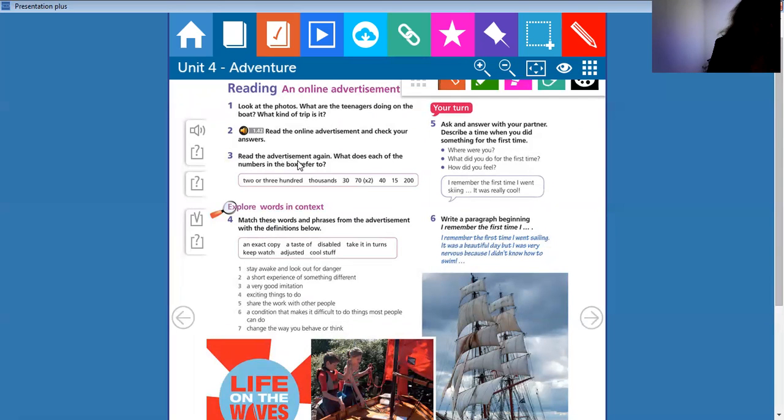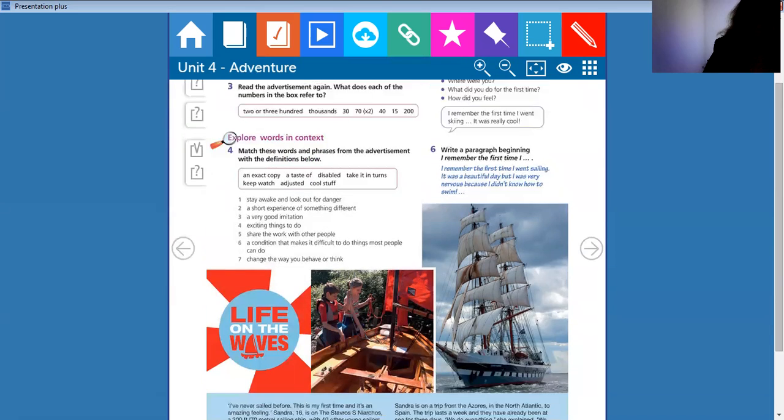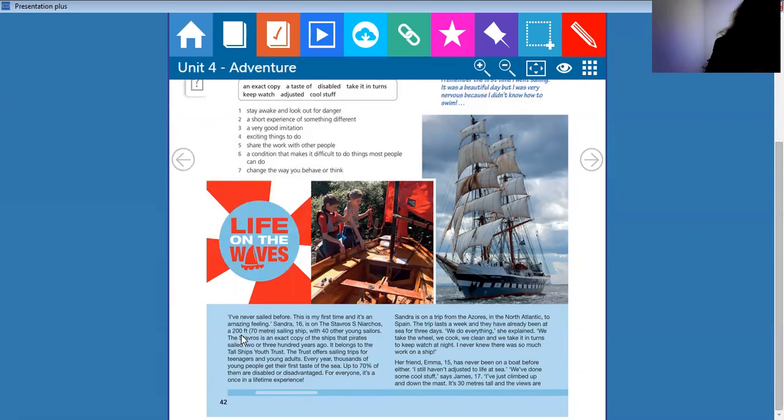Exercise 3, read the advertisement again. What does each of the numbers in the box refer to? For example, 2 or 300. You have to find this expression here in the reading. Now look at this. Here you have 2 or 300 years ago. We have to read it here. It is an exact copy of the ships that pirates sailed 2 or 300 years ago.